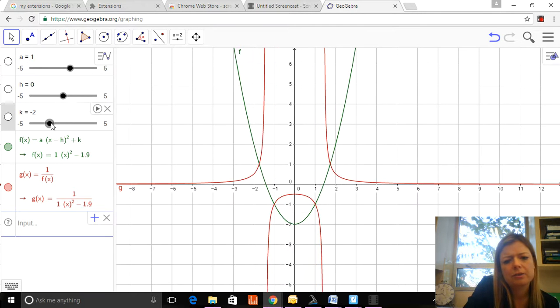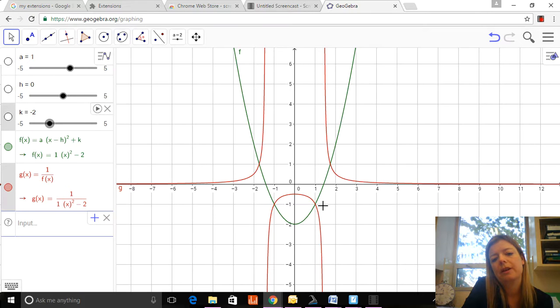So notice if they do go down here, though, the points of intersection are still where y is 1 and where y is -1. So notice that in this case, the quadratic and this reciprocal actually have 4 points of intersection. And they occur, again, when the y value is 1 and when the y value is -1. So 4 different places.